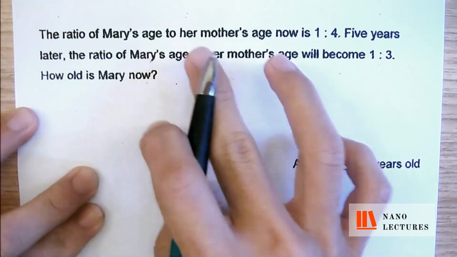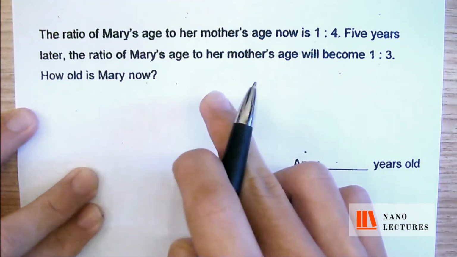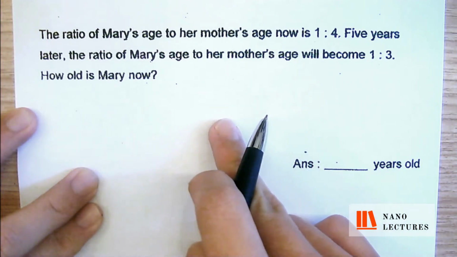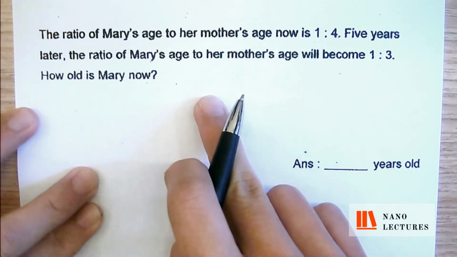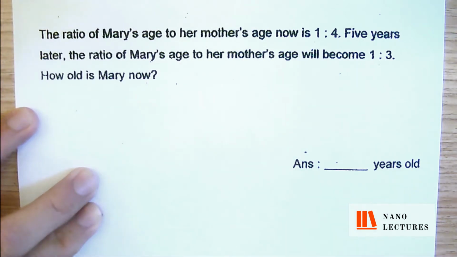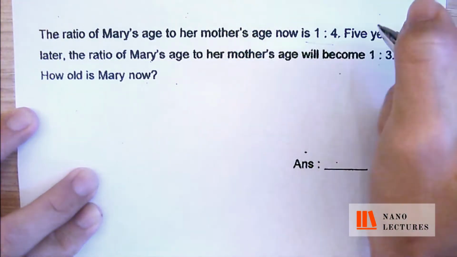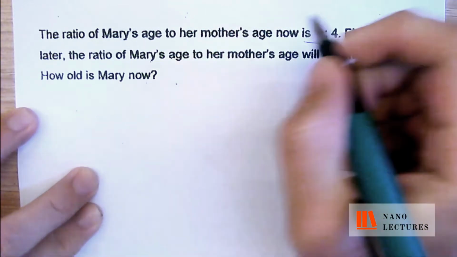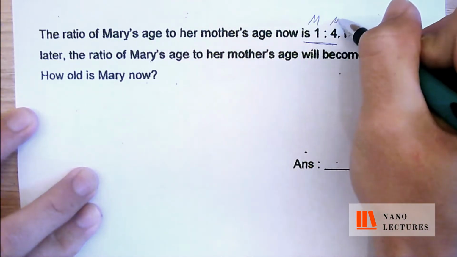Now, this type of question is very, very common, and it's termed as one of those killer questions. A lot of students are unable to do it, so I'm going to teach you the way to handle this type of question. Let's draw the model first. So Mary and the mother. For Mary, I'm going to put M, and for the mother, MT.